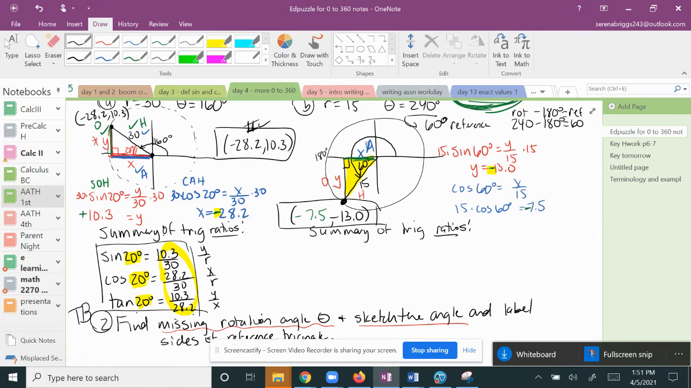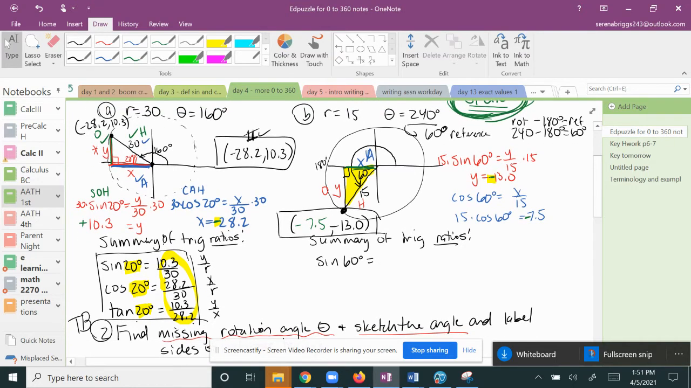A summary of my trig ratios for problem part B would be that the sine of this 60 degrees is equal to y, which was right here, 13 over 15. The cosine of 60 degrees is my x, 7.5 over 15. And I know that the tangent of 60 degrees is equal to y over x, so that would be 13 over 7.5. And if I check these in my calculator, I'll see that to be true.